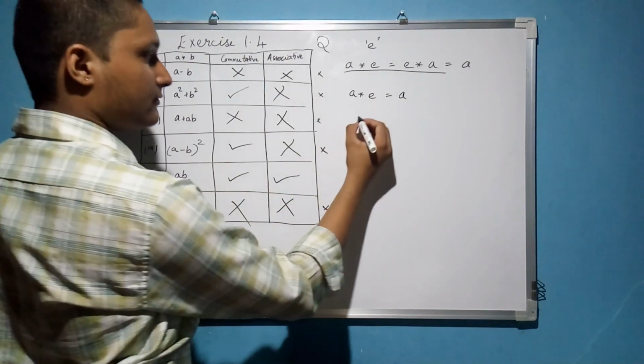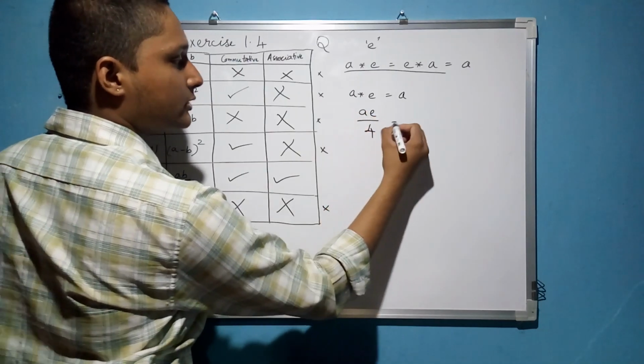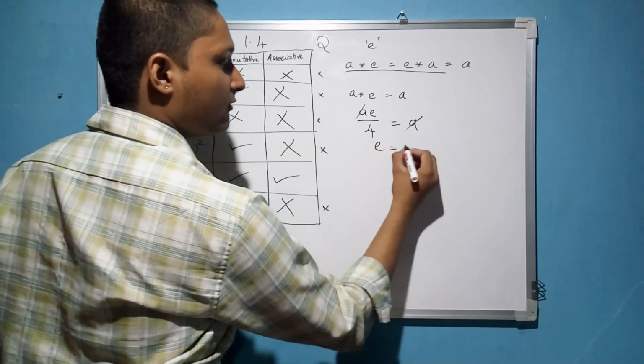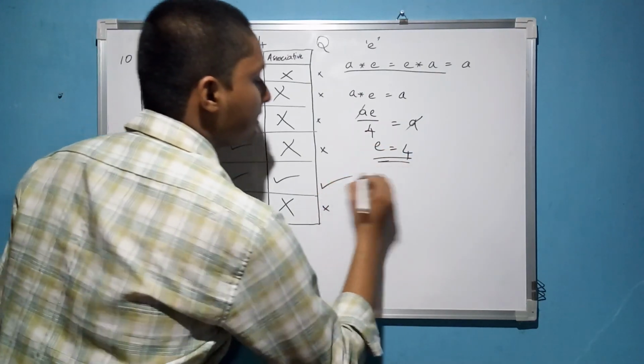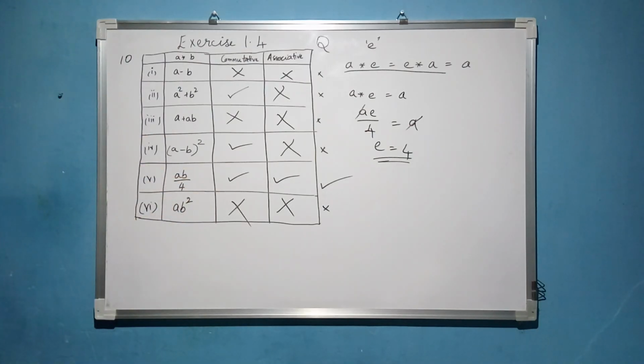So we'll go to the fifth one. Fifth one is ab by 4, that is a e by 4 is equal to a. Here a is going to get cancelled, so e comes to be 4. Therefore the fifth one has an identity element, that is e equal to 4 in this case. Next we'll move on to the 11th question.